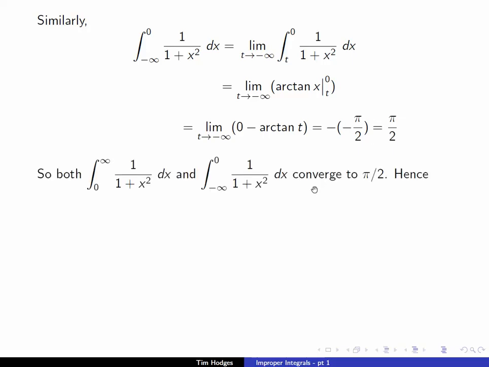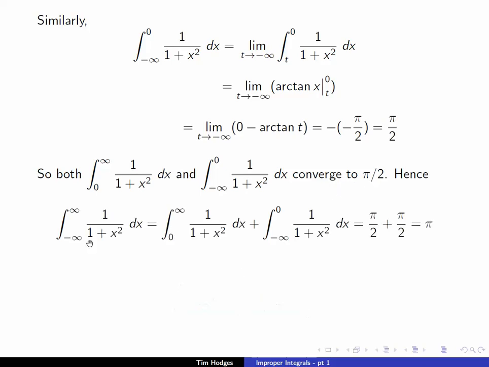So putting this all together, both one-sided improper integrals converge to pi over 2. So the integral from minus infinity to infinity is going to be the sum of these two things, which is pi over 2 plus pi over 2. So that gives the remarkable answer that this area under the curve 1 over 1 plus x squared between minus infinity and infinity turns out to be exactly pi.